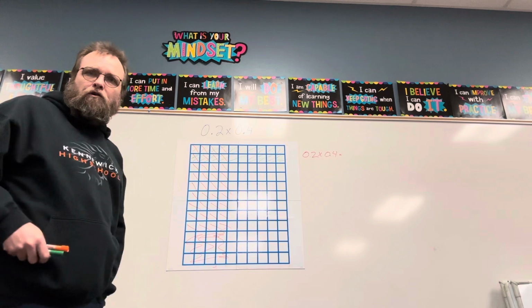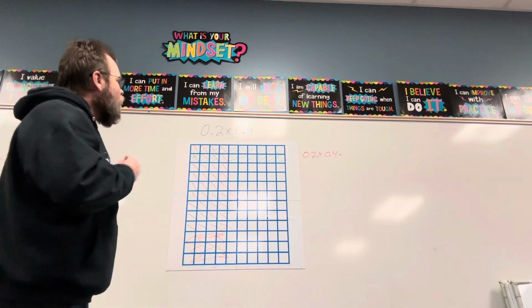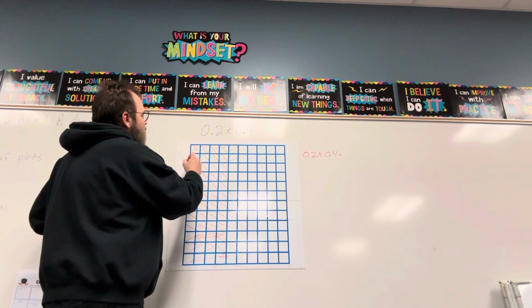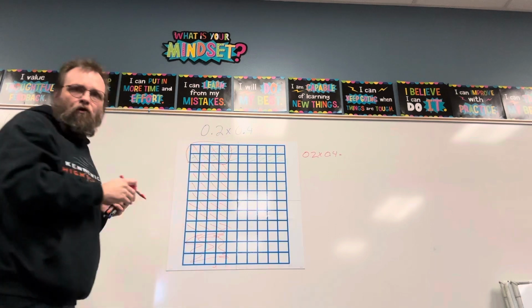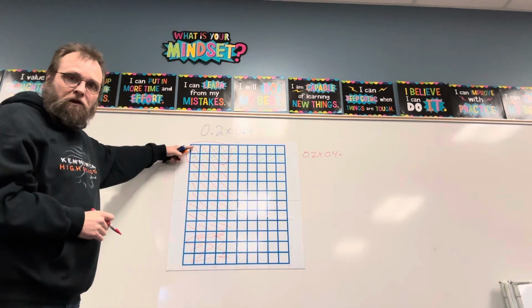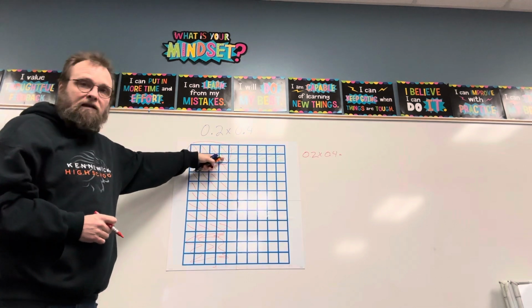My answer is the number that is shaded in both colors. That is both orange and green. I have this many shaded in, both orange and green. We said each one of those is 1/10. So 1, 2, 3, 4, 5, 6, 7, 8/10.